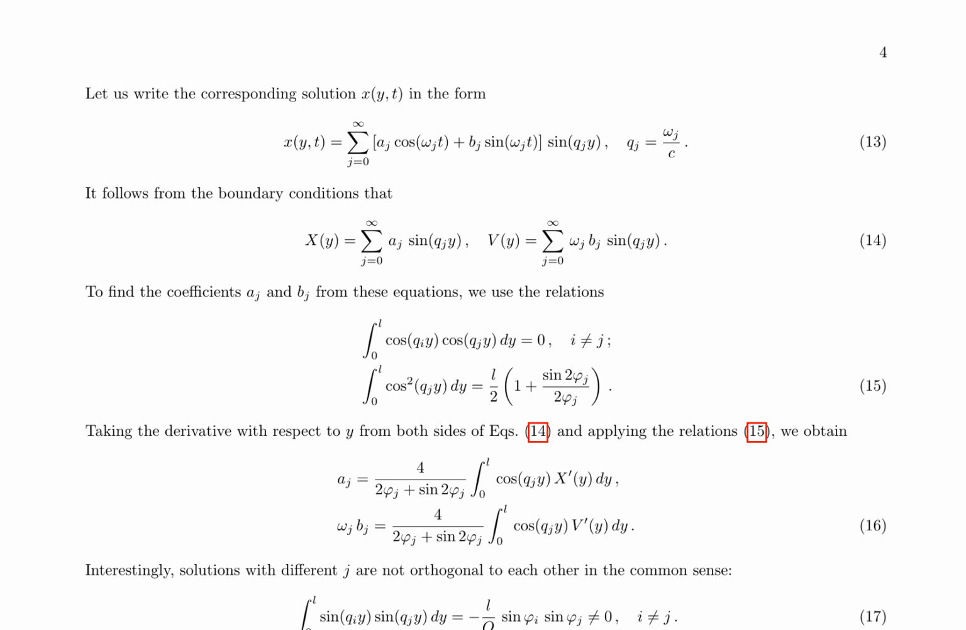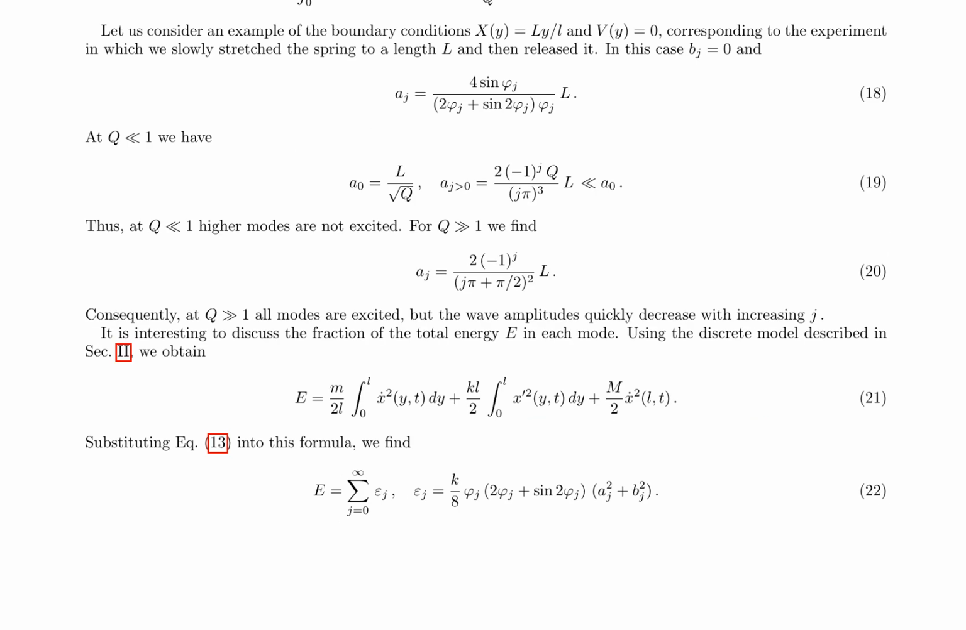The coefficients A_j and B_j are determined by the boundary conditions X(y) and V(y), respectively. In the case where the spring is slowly stretched to a length L and then released, corresponding to X(y) = y L and V(y) = 0, the authors demonstrate that higher modes are not excited when the quality factor Q is much less than 1, whereas all modes are excited but with decreasing amplitudes when Q is much greater than 1.